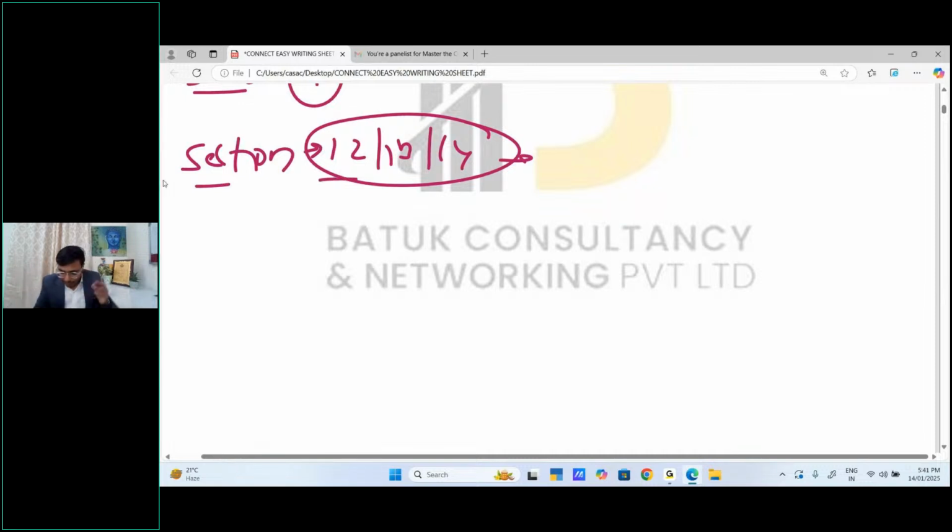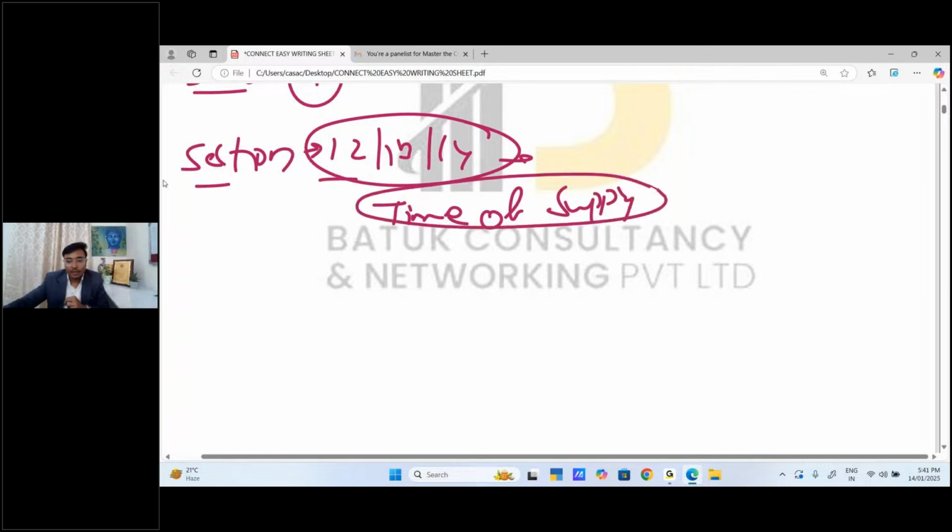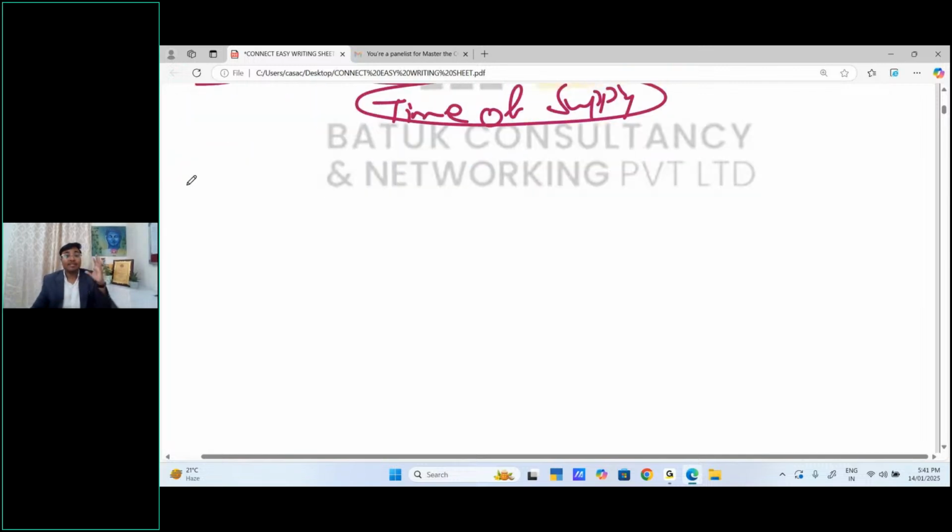Now section number 12, 13 and 14 we are going to discuss together. For section number 12, the memory technique is only for 12. You just need to link 13 and 14 with 12. Section number 12, number 12 is an indication of time. 12 बज गए, the clock has struck 12. So this section number 12 is related to time of supply.